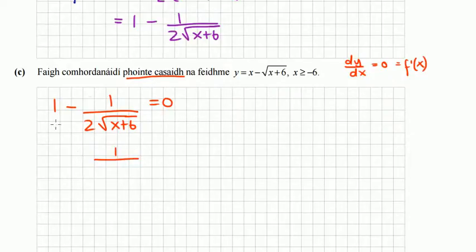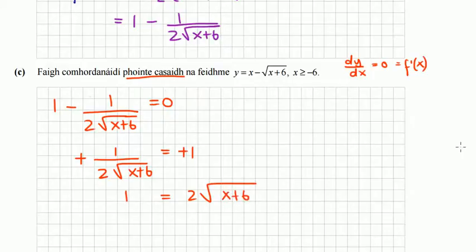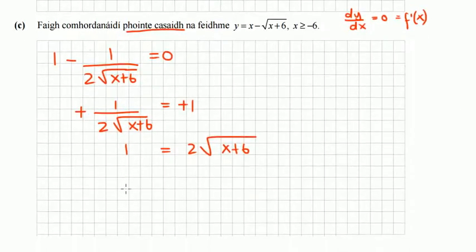We'll bring the 1 over to the other side. I'm going to change it to minus 1. And I can make both of those positive. So multiply across by 2 times the square root of x plus 6. And we're just solving for x. So I'm going to square both sides. I'm going to get 1 is equal to 4 times x plus 6.